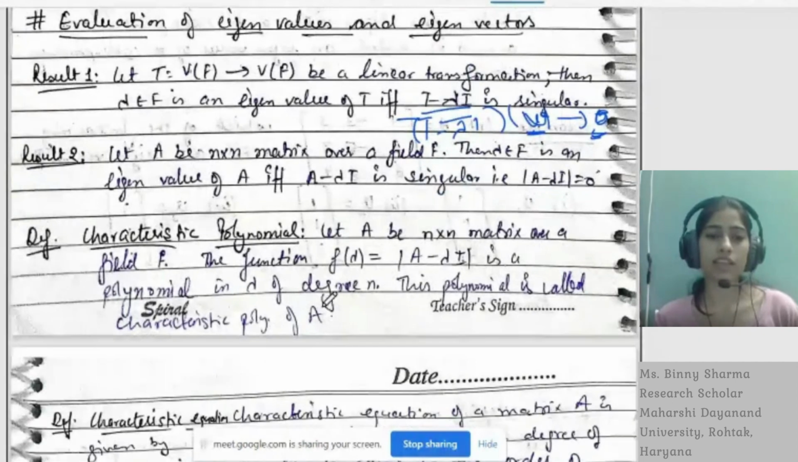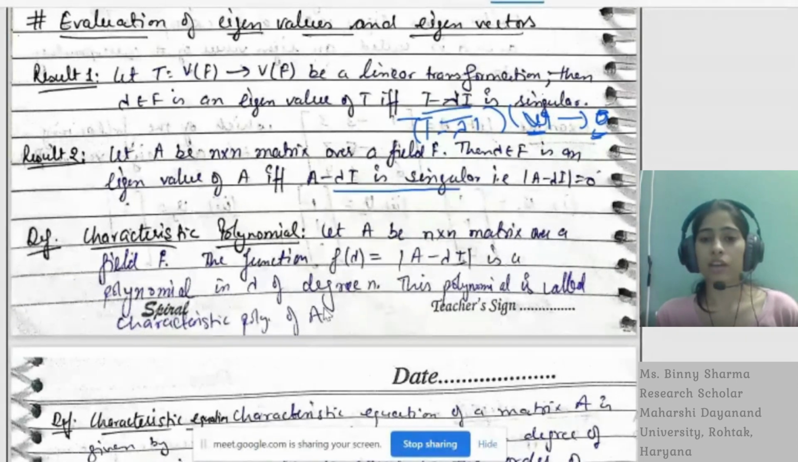The second result is: let A be an n cross n matrix over a field F, then lambda belongs to F is an eigenvalue of A if and only if A minus lambda is singular. In case of a matrix, how do we define A minus lambda is singular? It means its determinant should be 0. Determinant of A minus lambda I should be 0.